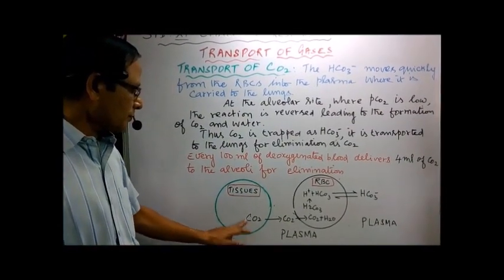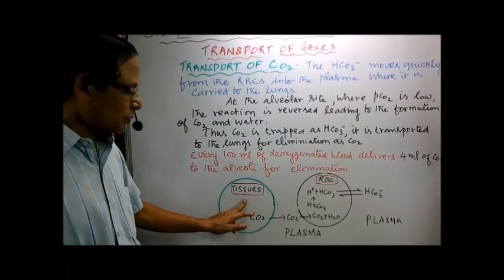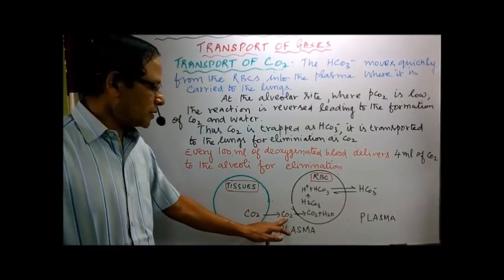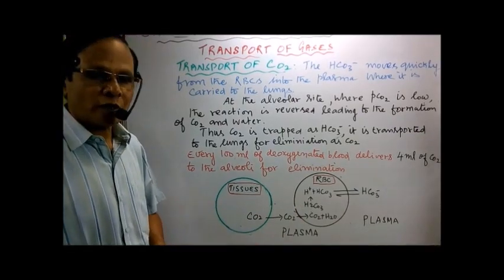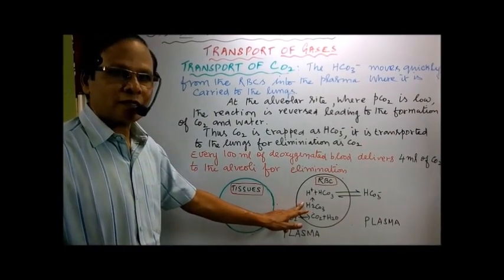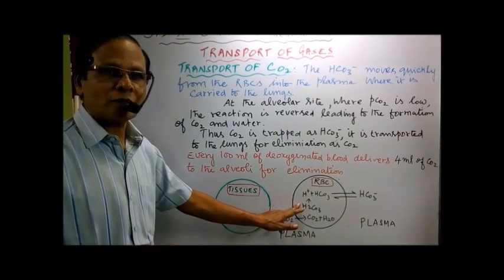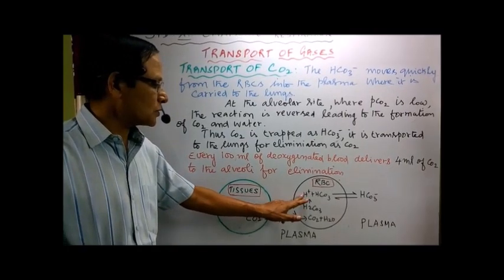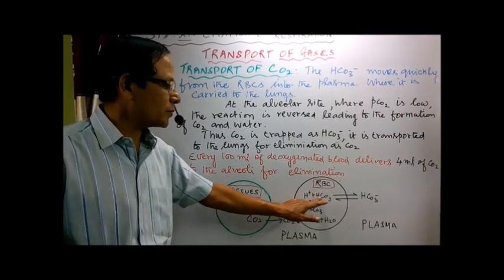Now carbon dioxide is formed inside the cells as a result of catabolism. It enters into the plasma of the blood, from where it enters the RBC, where it combines with water to form carbonic acid. This reaction is catalyzed by the enzyme carbonic anhydrase. It is unstable because it is a weak acid. It dissociates to form hydrogen ions and bicarbonates.